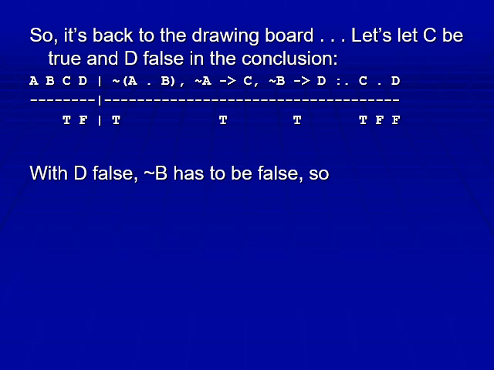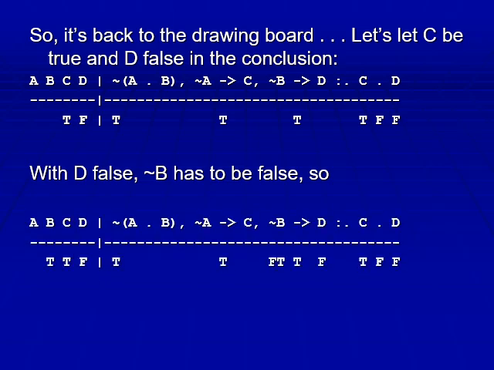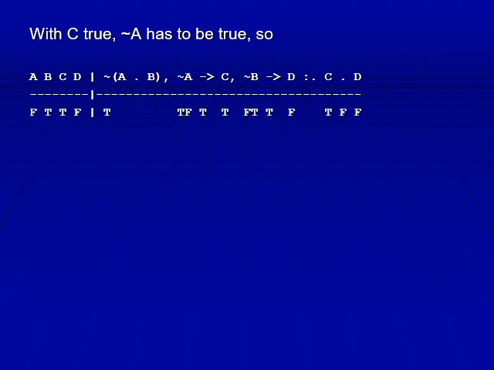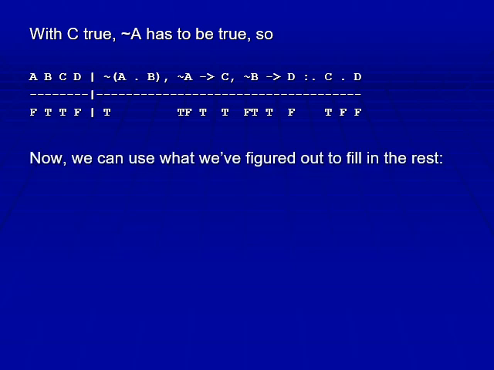With D false, not B has to be false also. So you get this. Then, with C being true, not A has to be true also, so you get something that looks like this. And you've filled in the A, B, C, D in the columns over on the left, and we can use that to fill in the rest.